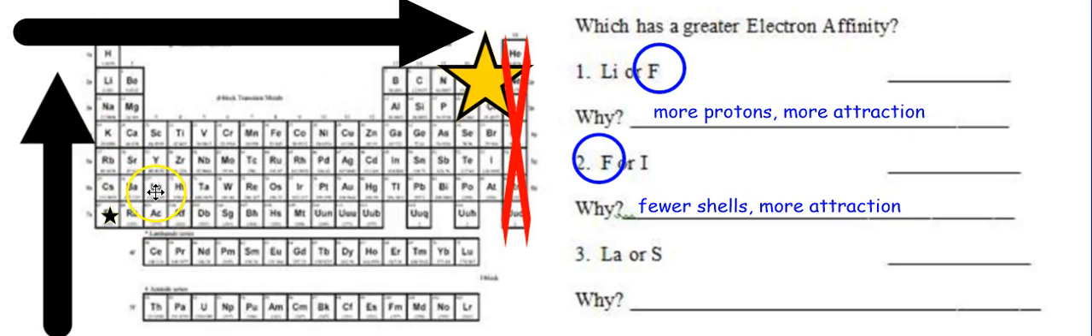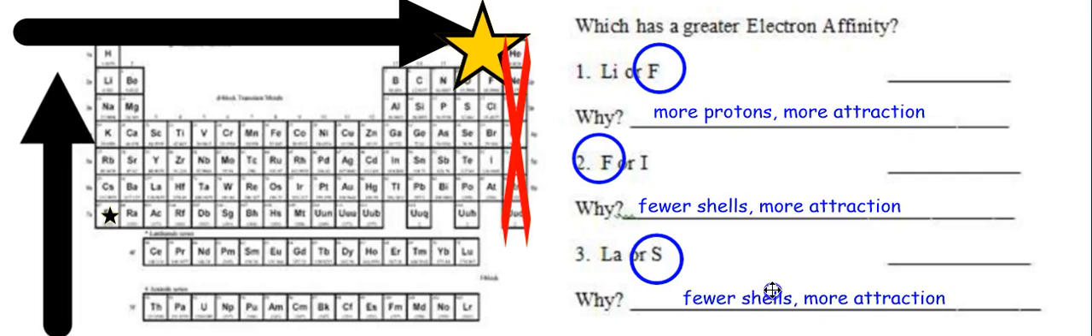So what about sulfur? Sulfur is actually being hidden here. Sulfur is right here. So which one is it? Well, it's diagonal again. So hopefully it is sulfur. You have fewer shells, more attraction.